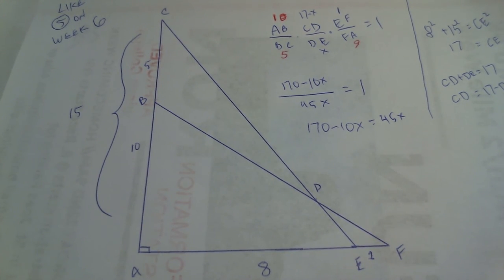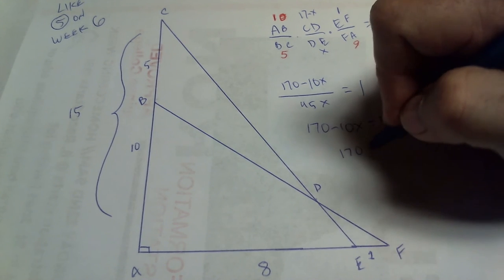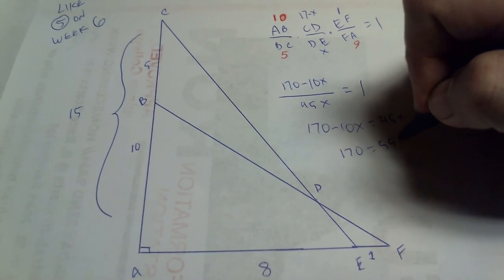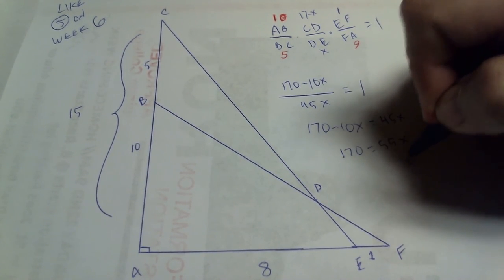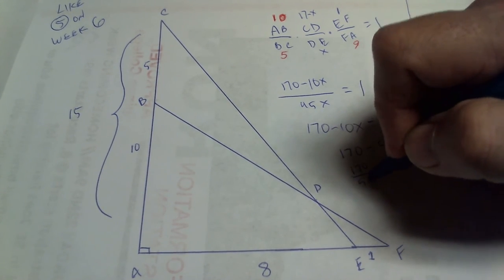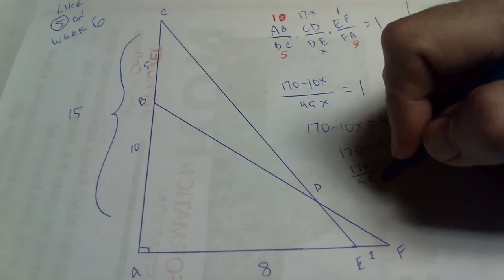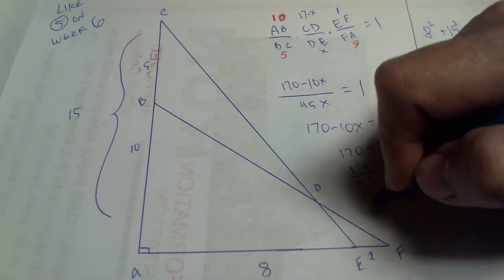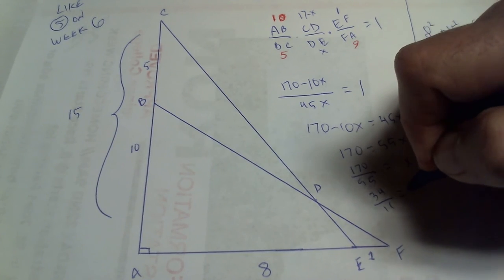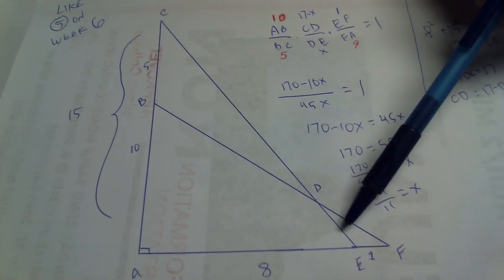Now, how do we finish this off? So we would need to move over the 10x. We'd add it. So I got 170 equals 55x, and so x is equal to 170 divided by 55. We can cancel a 5, but not an 11. So canceling a 5, we've got 34 over 11. That's the best you can do. But that's 34 over 11 for DE.